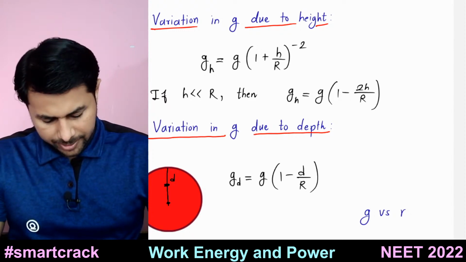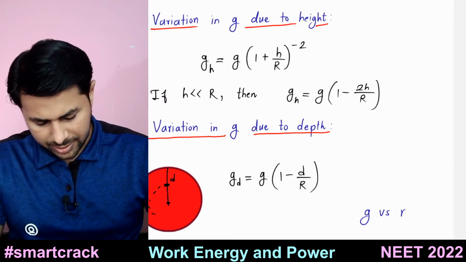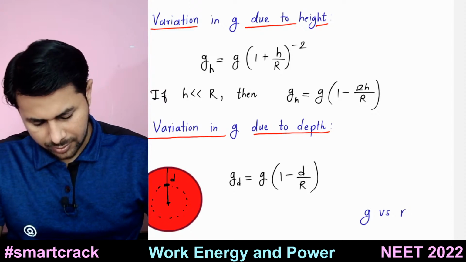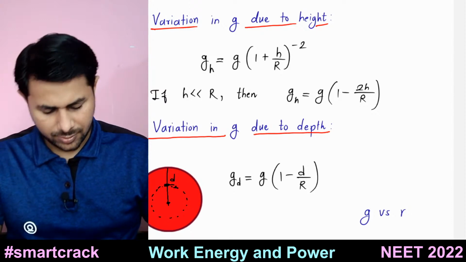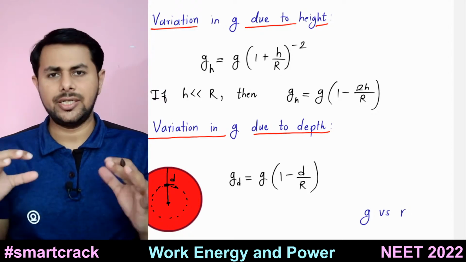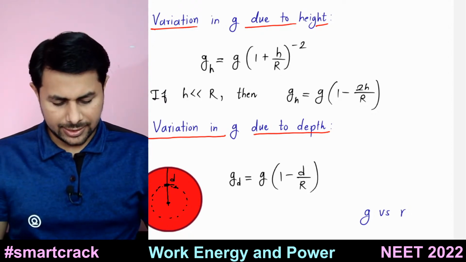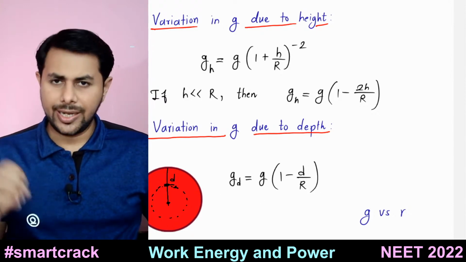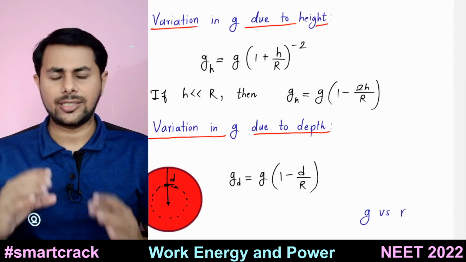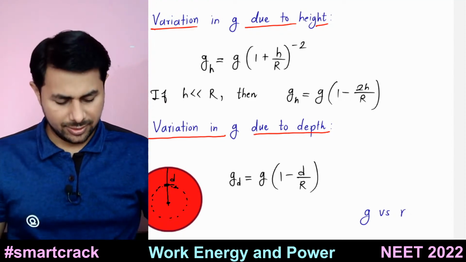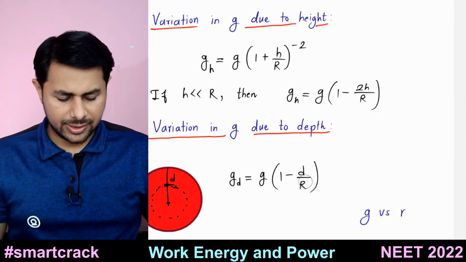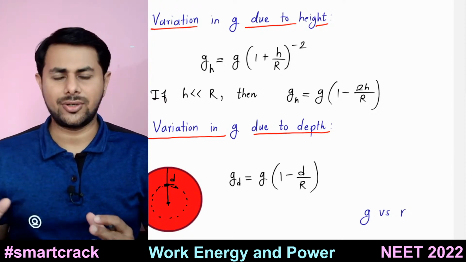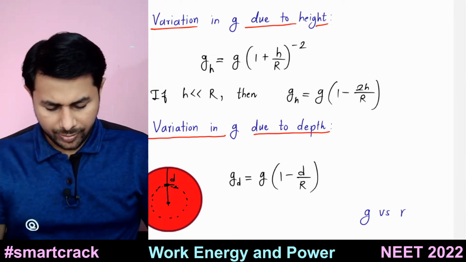If you draw a sphere over here like this at depth d, then at each and every point of that sphere, the acceleration due to gravity is given by this formula. It is g at depth d equals g, the acceleration due to gravity on Earth's surface, multiplied by 1 minus d upon R, where d is the depth and R is the radius of Earth.